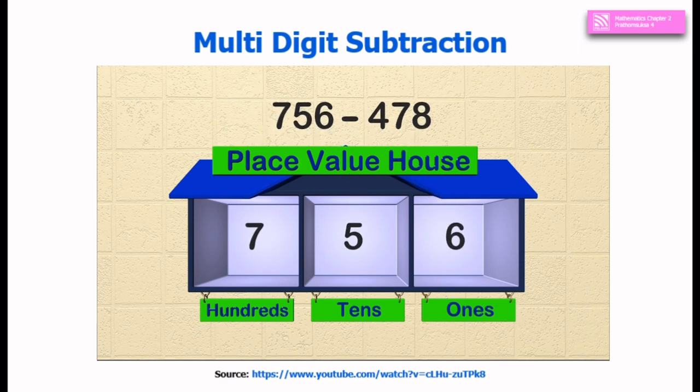Our first number has a 6 in the ones place, 5 in the tens place, and 7 in the hundreds place. Our second number has an 8 in the ones place, 7 in the tens place, 4 in the hundreds place. Notice how each place in the house only has 1 digit? That's really important. Only 1 digit can fit in each room of our place value house.